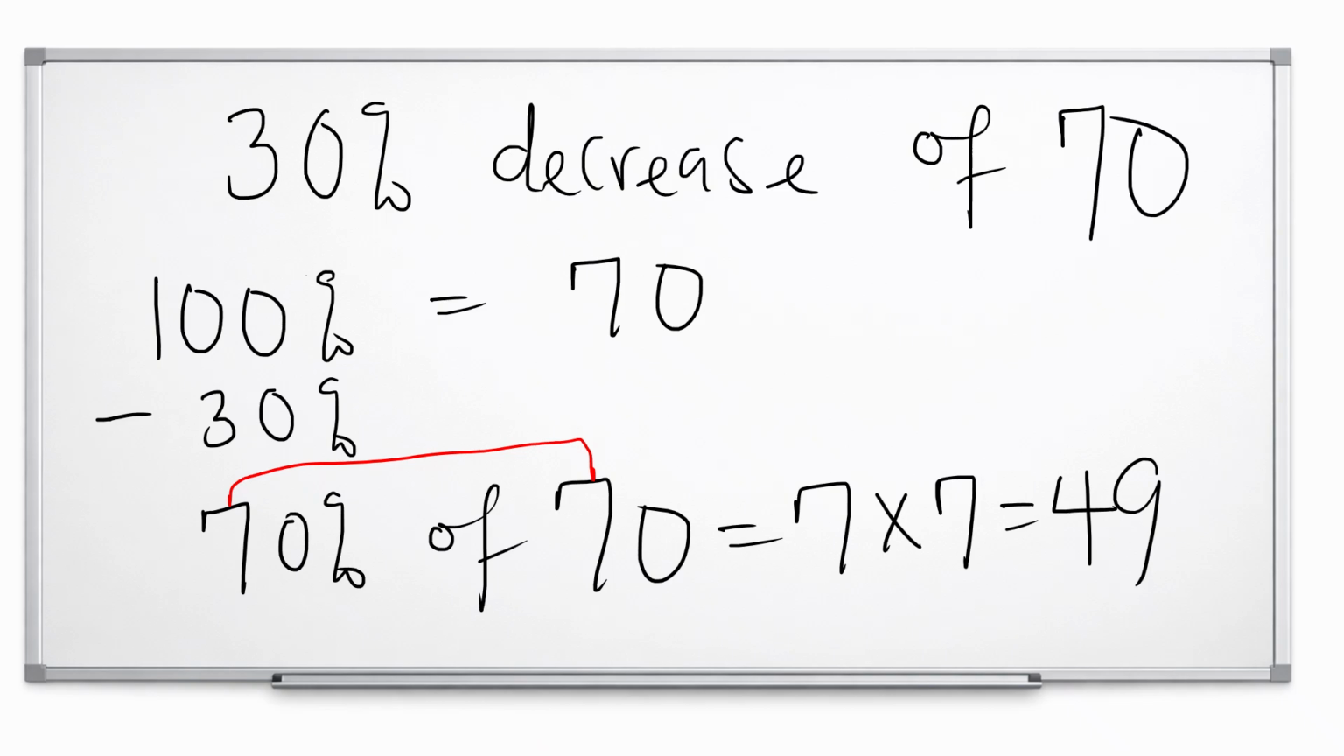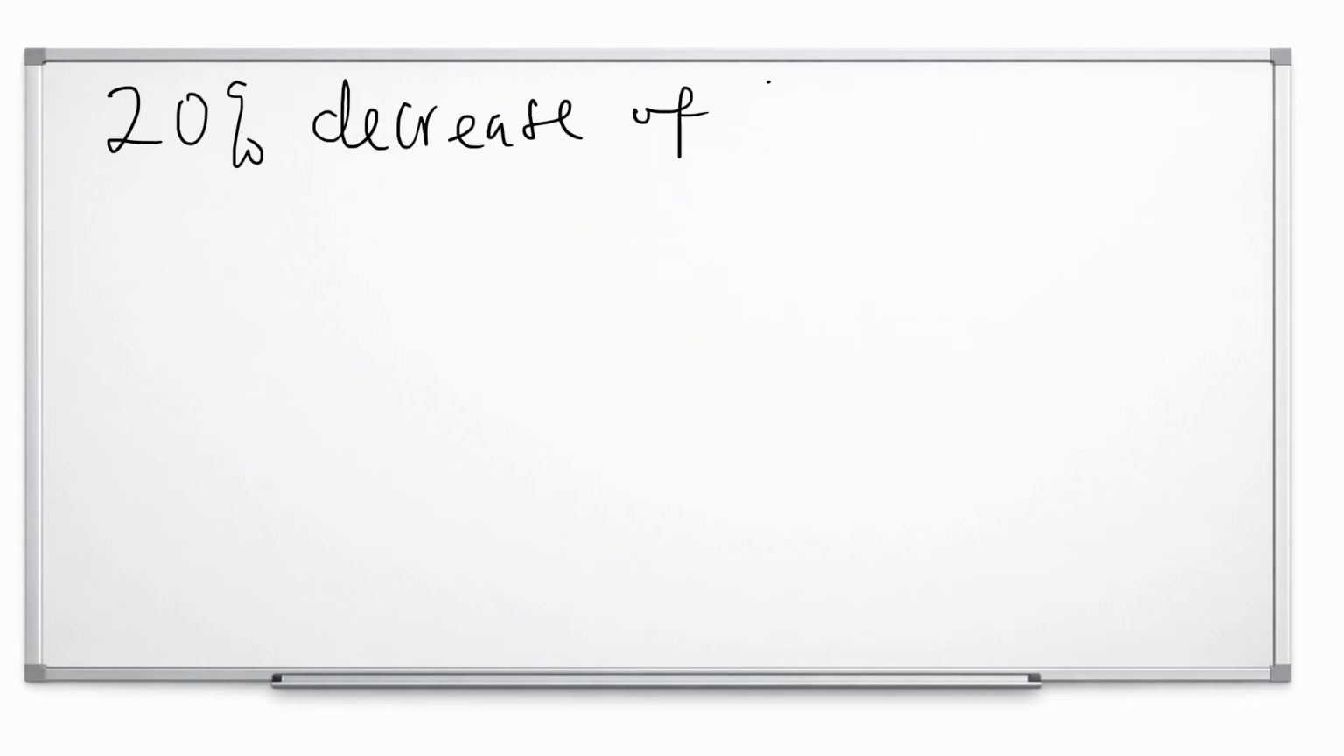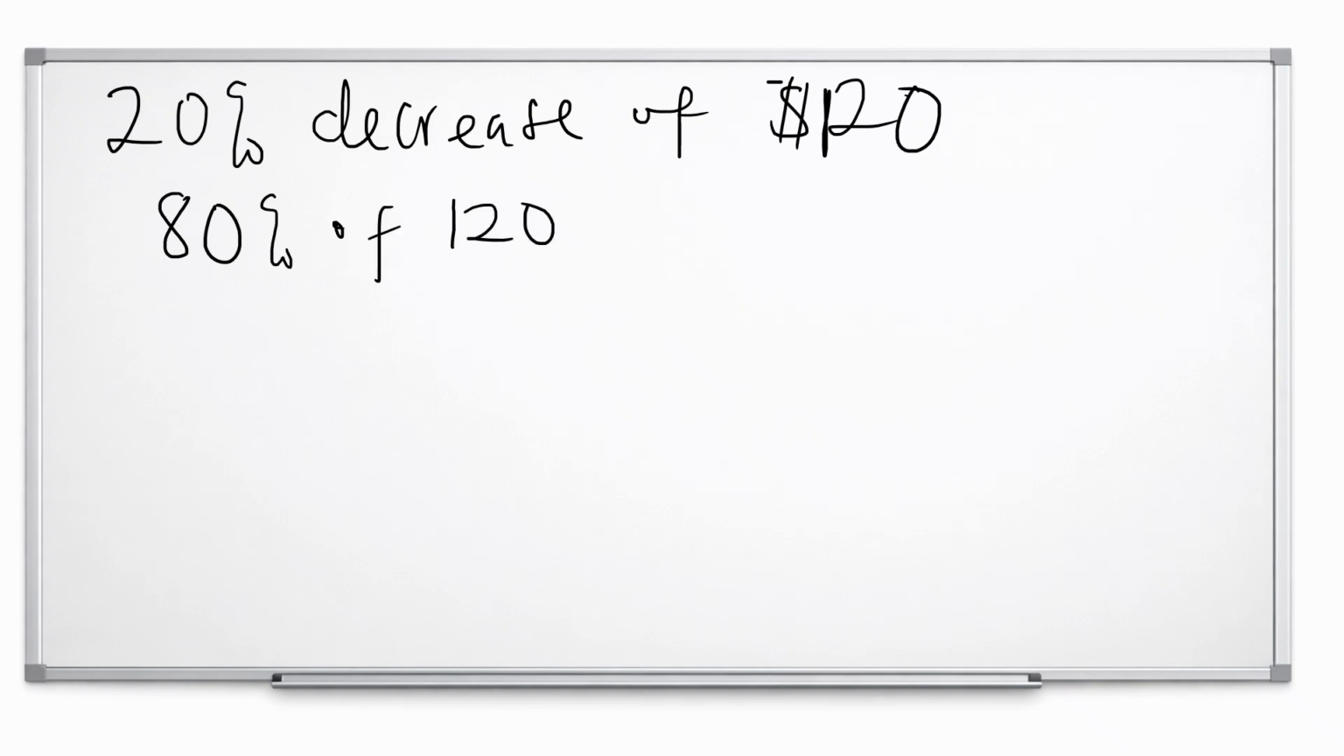Now, I have another example. What is 20% decrease of, let's say, $120? Here we can say this is the same thing as 80% of 120. 80 is 100 minus 20. So just multiply 8 by 12, which is 8 times 12. And that is going to give you $96.